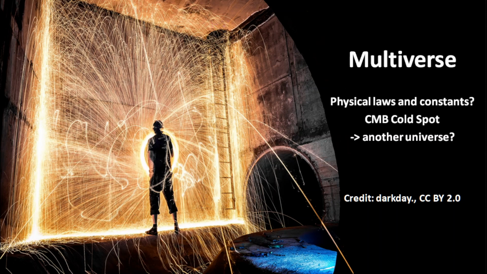The other universes should also have space, time, matter, energy, and information. The physical laws and constants in these universes could be identical to those in our universe, or they could be totally different. The CMB cold spot is a large region in our universe that is cooler than the typical cosmic microwave background. According to one theory, this could be the result of a collision of our universe with another one.